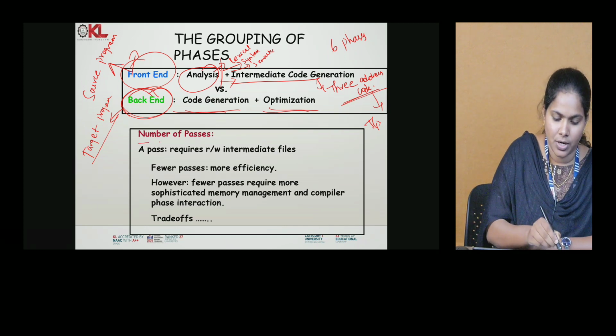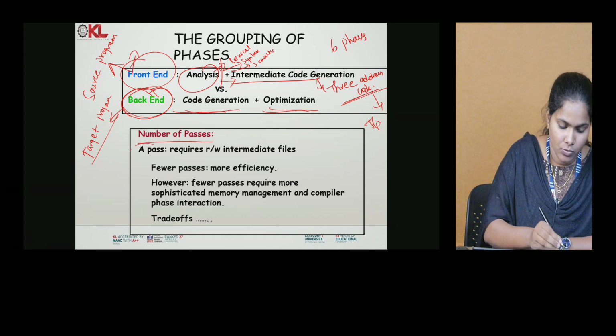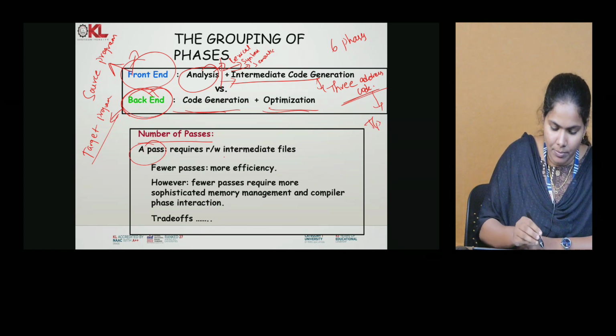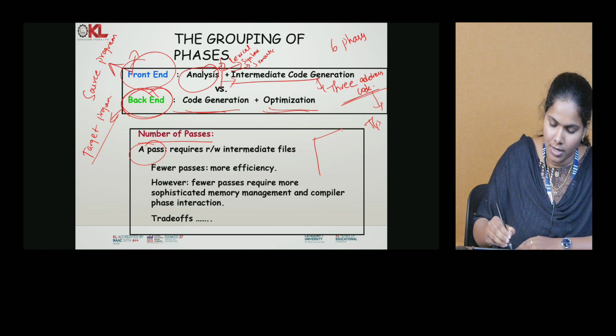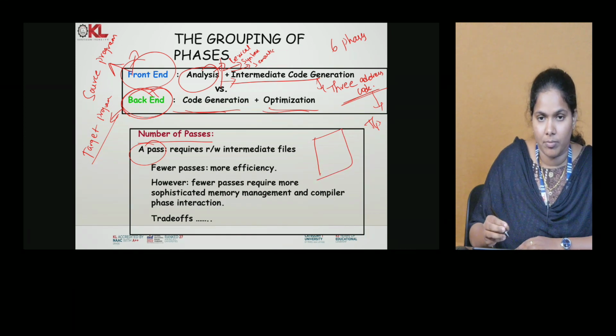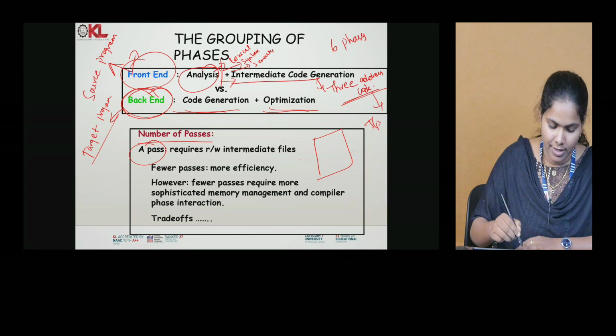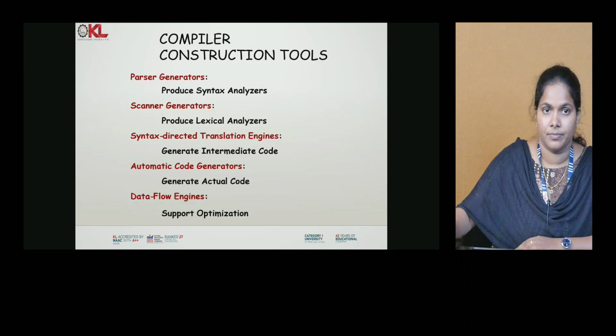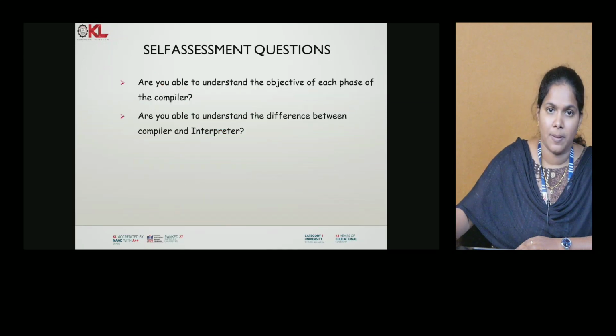A pass, here you can see the number of passes. It is one concept. A pass is nothing but one time the compiler will scan the entire program in one pass, right? At one time it will scan everything like that. So these are the tools.